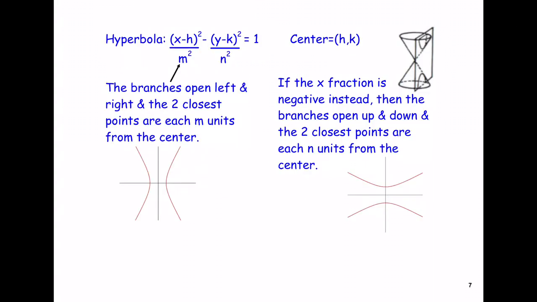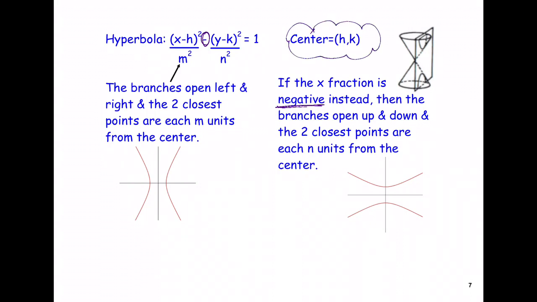Our last type of conic function is a hyperbola. Notice that the equation is very similar to an ellipse, however there is a subtraction sign in between the two ratios. If your x comes first, then your hyperbola is going to open left and right. If your x comes second, so that it is negative, it is going to open up and down. Notice your center is still at h, k.